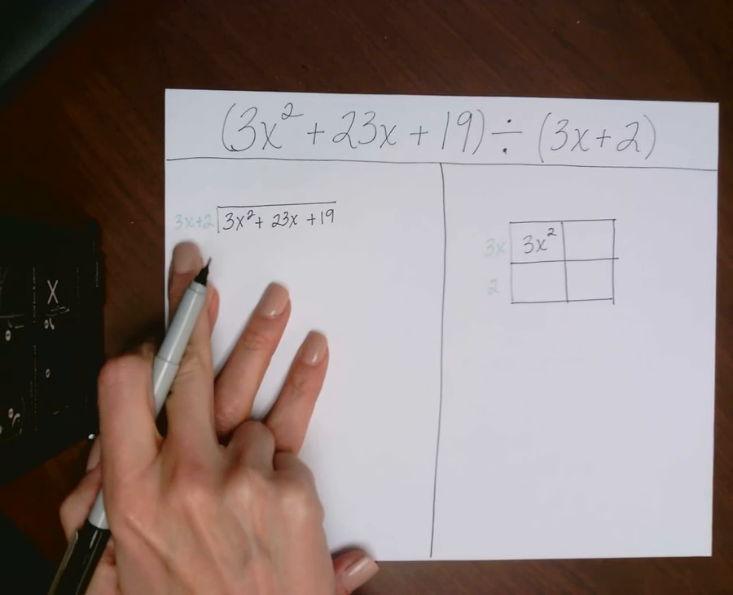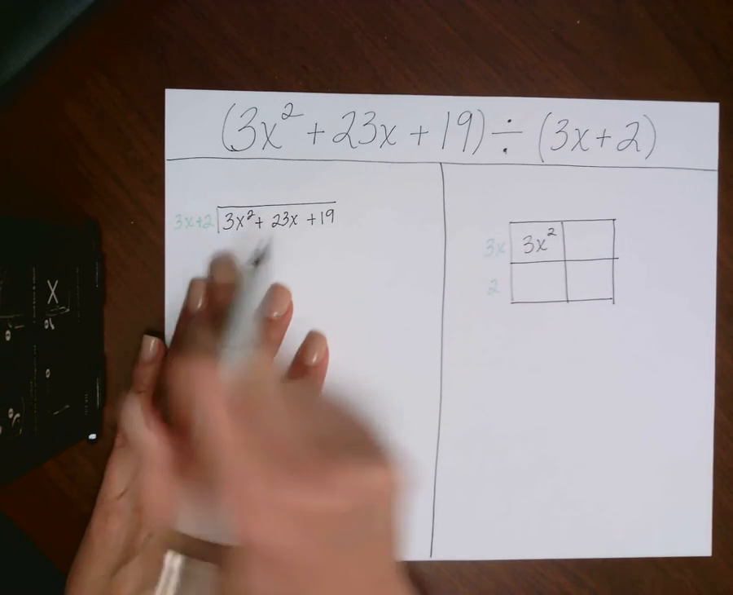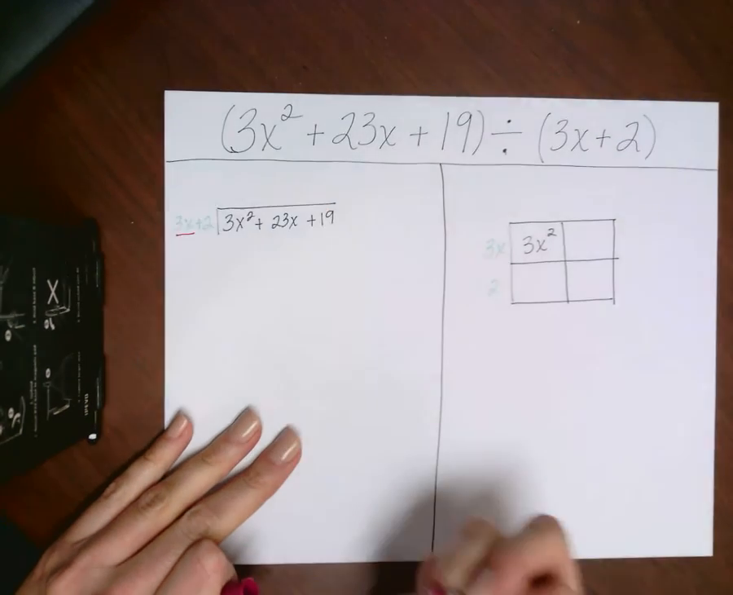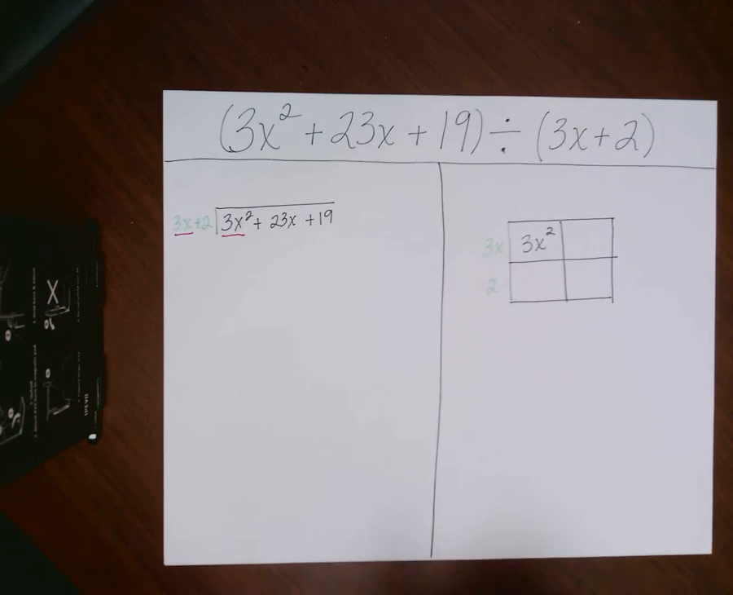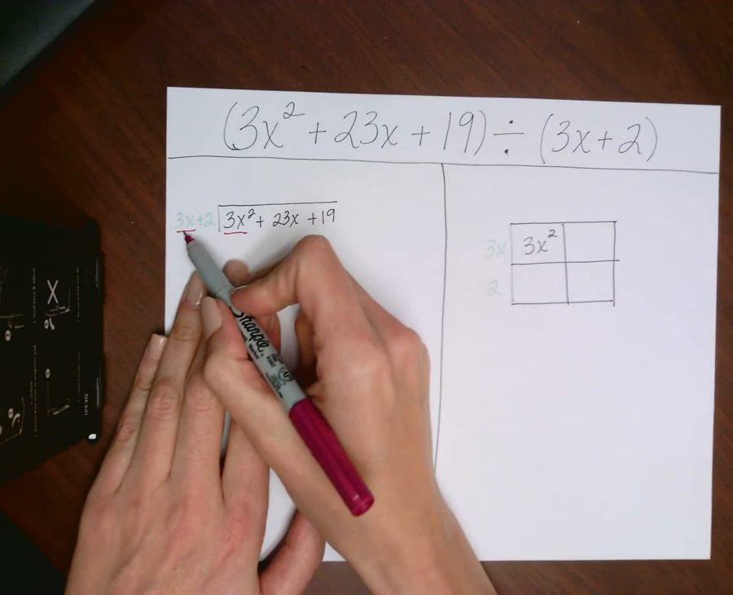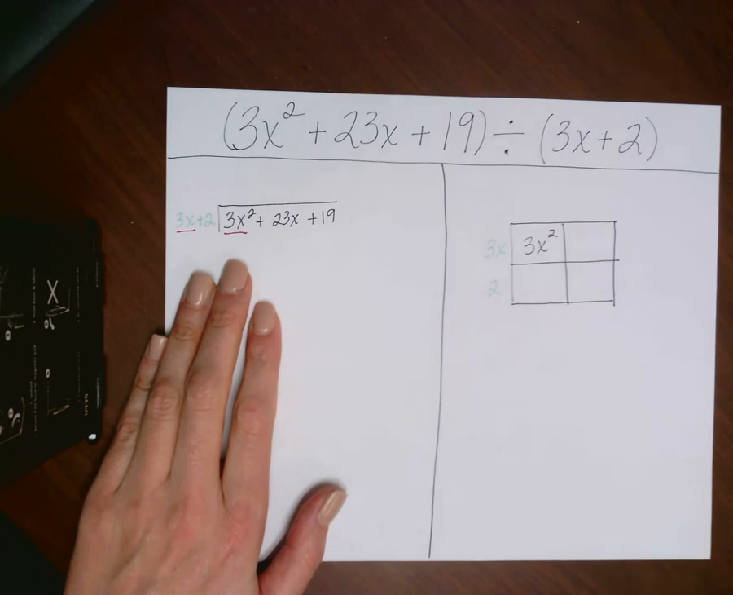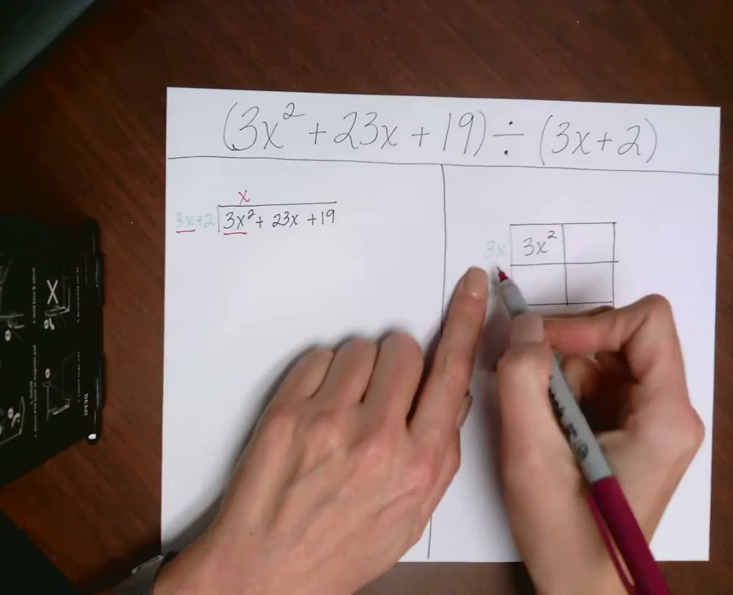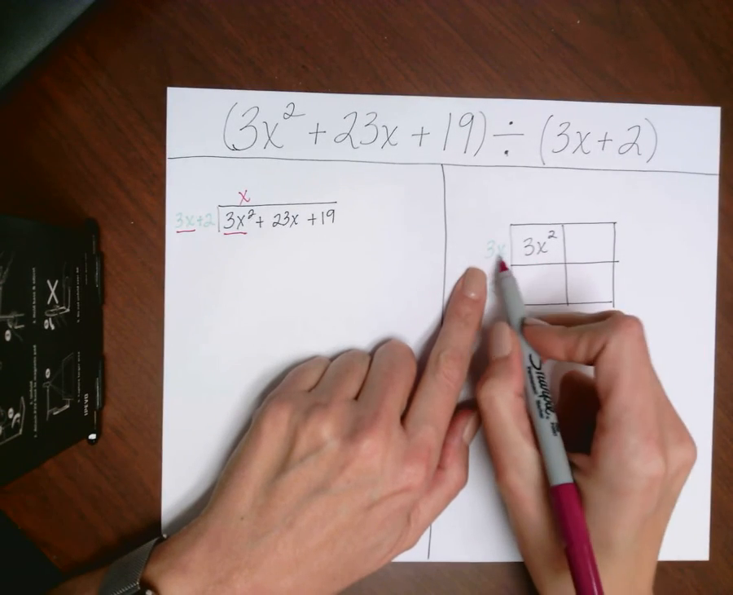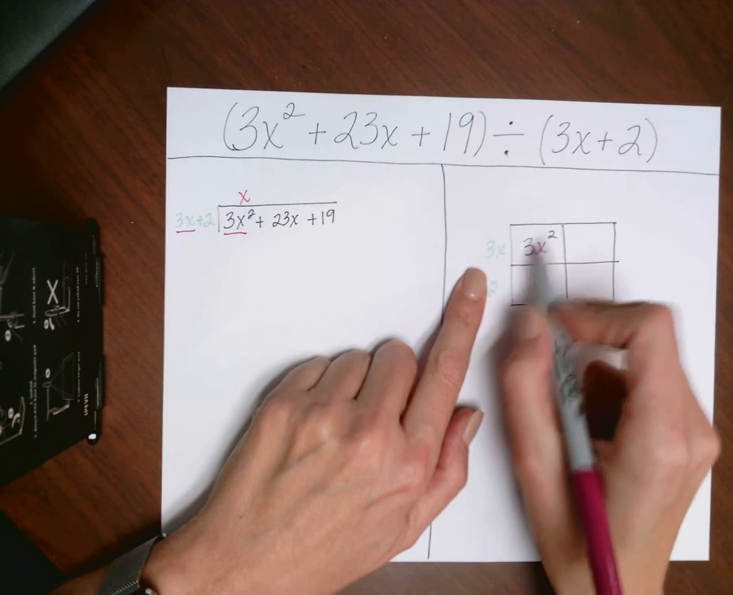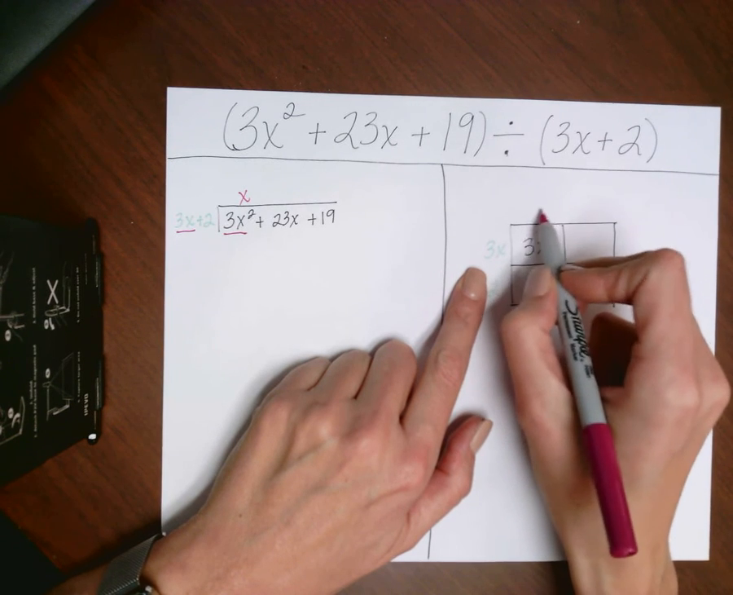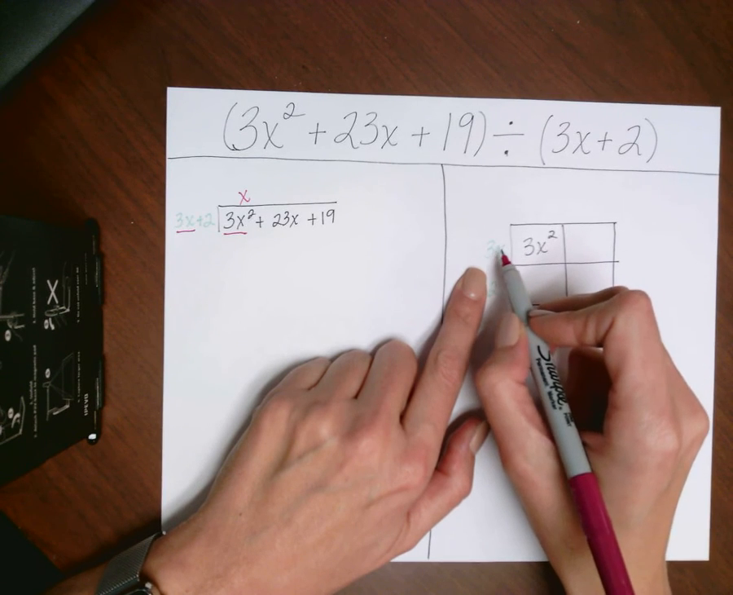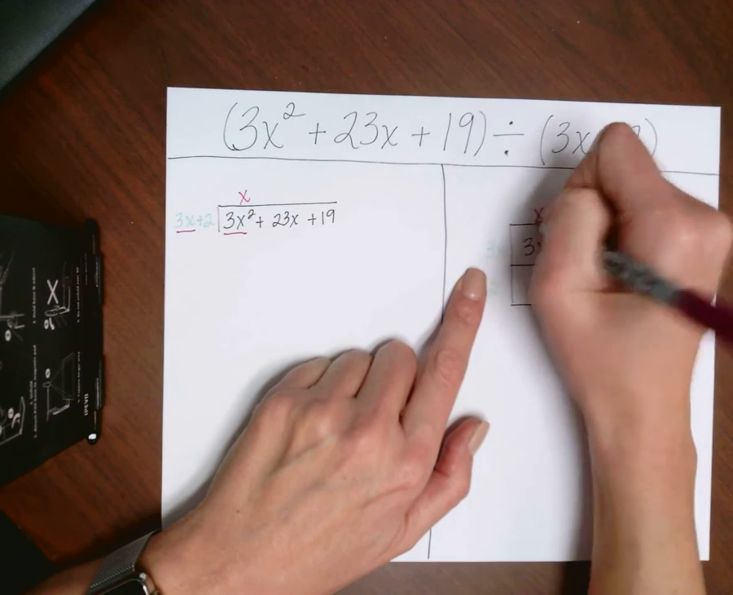Now, if you remember, in our long division algorithm, our first step is to determine how many times 3x, our lead term of our divisor, goes into 3x squared, the lead term of our dividend. So what we do is 3x goes into 3x squared x times. We do the same thing here. If I have 3x on this side of the box and 3x squared on the inside, what term must go here in order for this to be true? Or what do I have to multiply 3x by in order to get 3x squared? And that value is x.